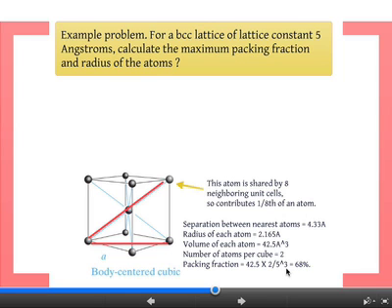Yes? How do we know the radius of the atom? Like, where did that actually come from? I understand what it's representing, but I don't remember. Actually, my mistake. That shouldn't be the radius of the atom. That should be half the distance between. So that's the separation of the atoms. That's half the distance between the nearest neighbors. Okay, that makes sense.